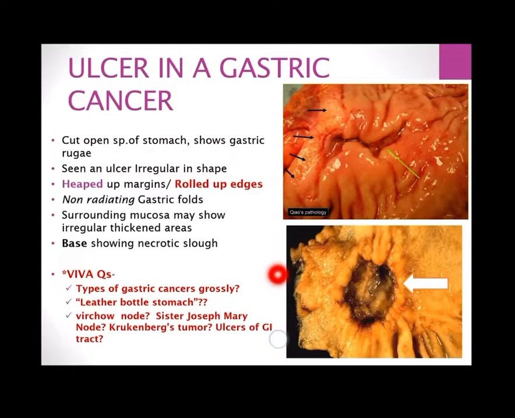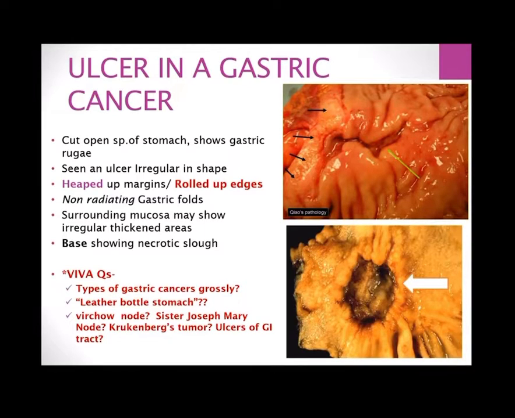And the next question comes, what is a leather bottle stomach? So when there is infiltrative pattern of gastric cancer, the wall of the stomach gets infiltrated by the tumor cells, and there is intense fibrosis in the wall or desmoplasia. So that leads to a stiffened wall of the stomach, and it gets the name leather bottle stomach or linitis plastica. So this is again an important viva question.